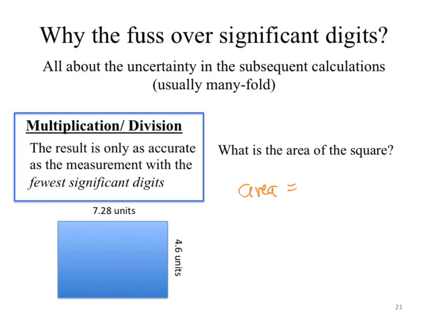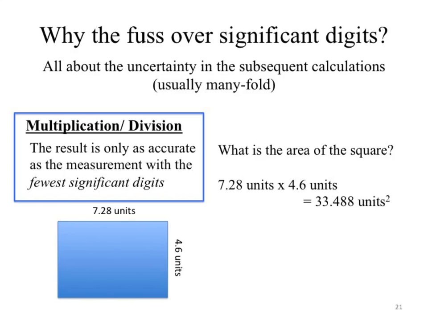Okay, and I do appreciate the people in the back talking. I just couldn't hear you, so thank you in front for responding as well. We're looking at our length times our width. So we just go through and take our numbers. 7.28 units times 4.6 units. And our calculator spits out an answer. There's our answer. The calculator spits out that answer: 33.488 units.